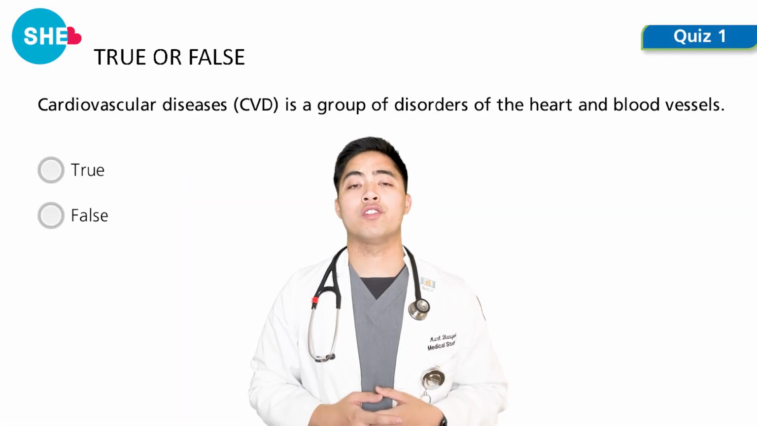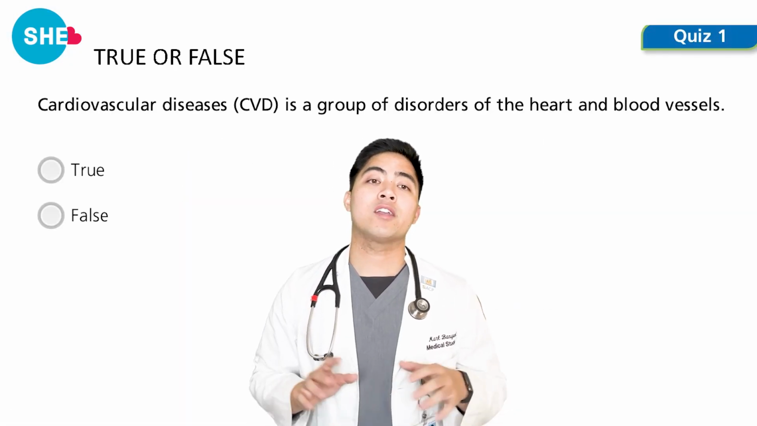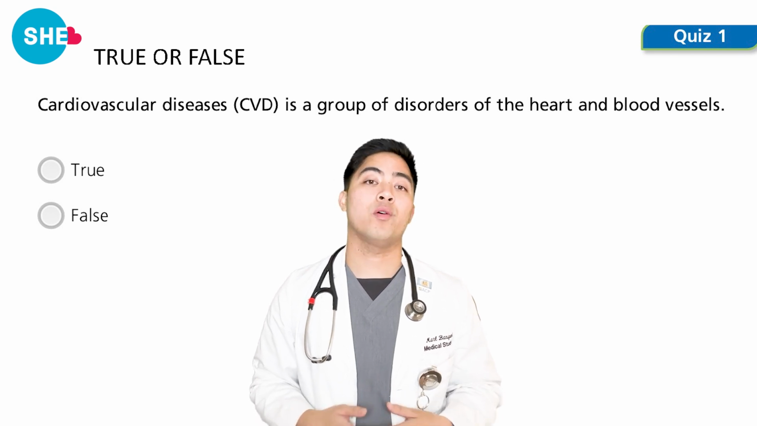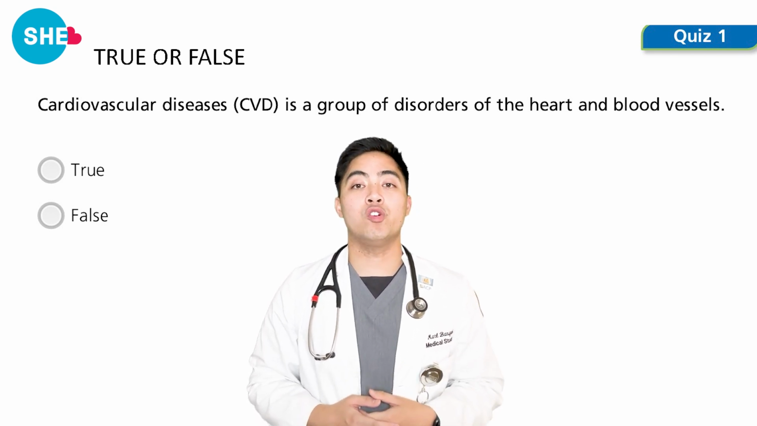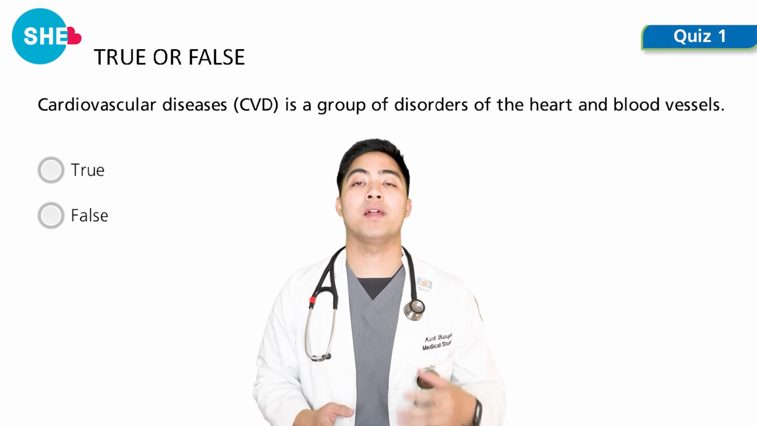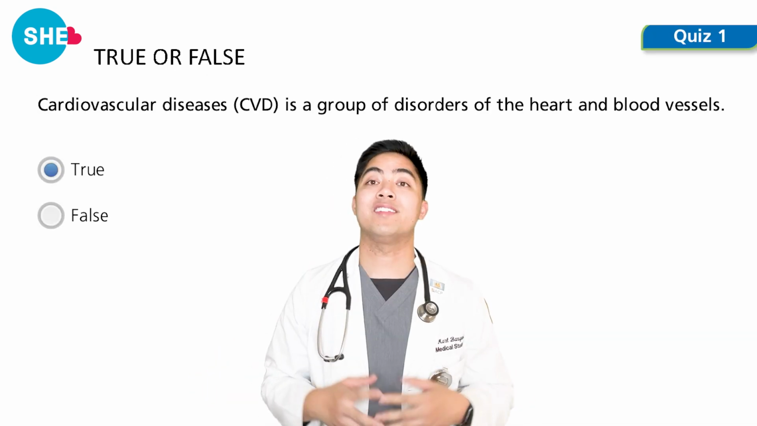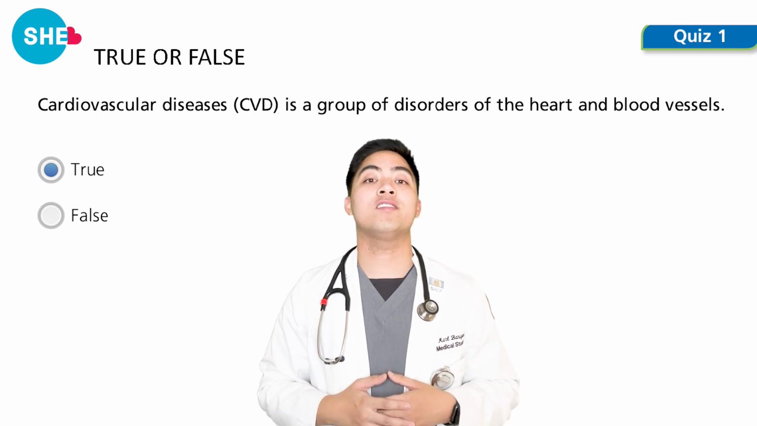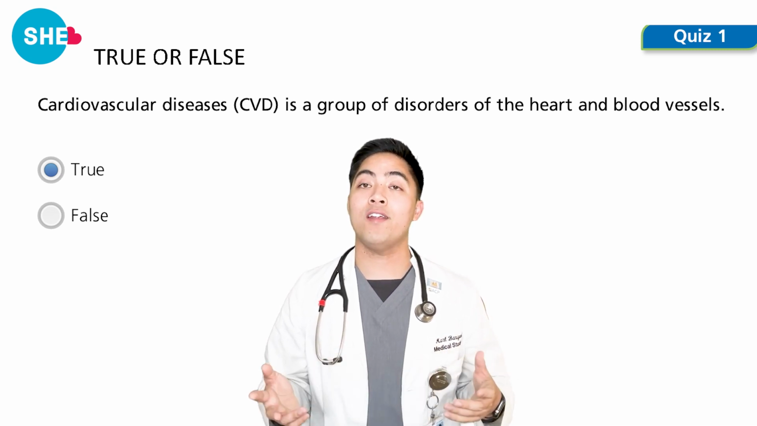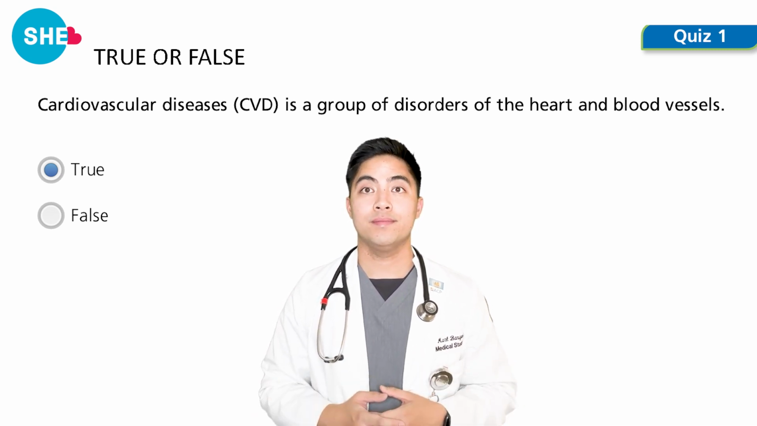Let's review what we've learned so far. Cardiovascular diseases, otherwise known as CVD, is a group of disorders of the heart and blood vessels. Is this true or false? This is true. Cardiovascular diseases involve disorders of the heart and the blood vessels.